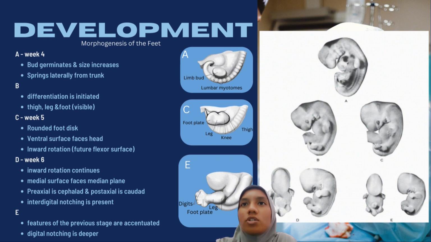In picture B, the differentiation is initiated and there are 3 regions that start to be visible, which are the thigh, leg, and foot. In picture C, which is the 5th week, it will have a rounded foot disc, the ventral surface faces the head, and inward rotation occurs. In the 6th week, which is picture D, inward rotation continues and the medial surface faces the medial plane. The preaxial is known as the cephalad and the postaxial is the caudal, and interdigital notching is present. In picture E, features of the previous stage are accentuated, and the digital notching is deeper.